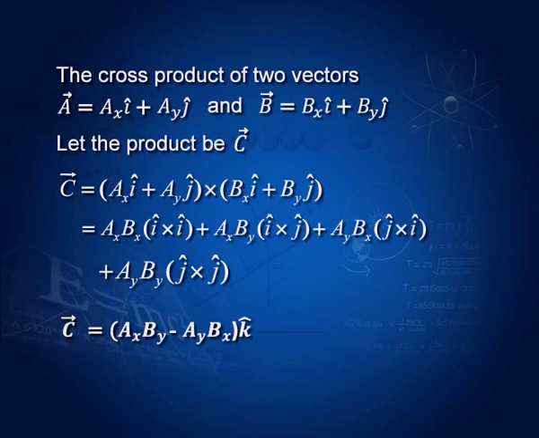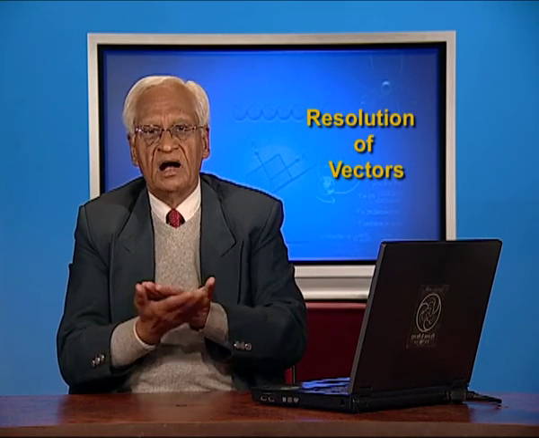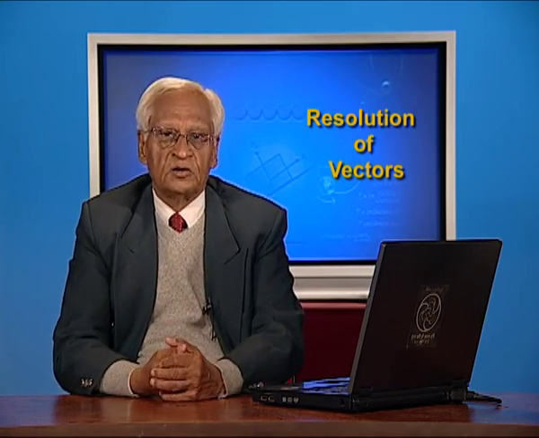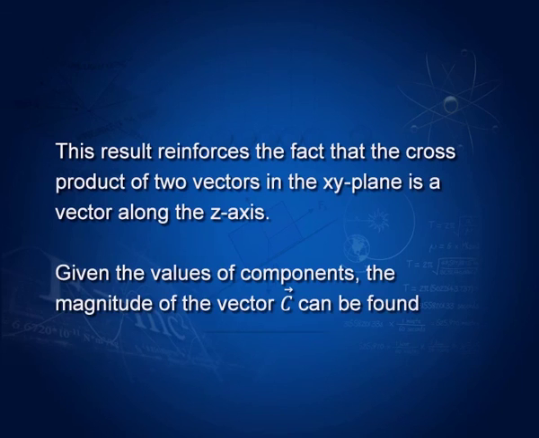The cross product of two vectors A, which is equal to A x i cap plus A y j cap, and B vector, which is equal to B x times i cap plus B y times j cap, their product is C, and if you use the rule of products between the unit vectors, you must get it along the k direction, because A and B are in the xy plane. Therefore, their product has to be in the direction of z, and given the value of the components, you can find the magnitude of C.